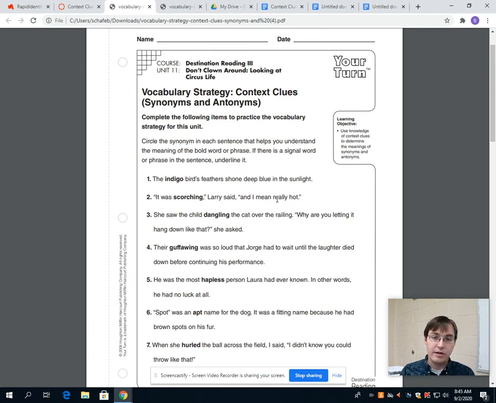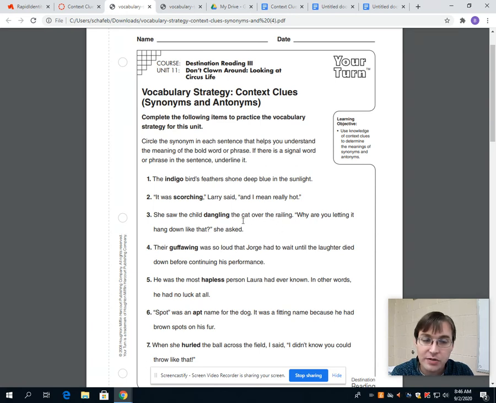One more example together. Number 3. She saw the child dangling the cat over the railing. Why are you letting it hang down like that? she asked. Our unfamiliar word is dangling. What is dangling in the sentence? Well, the cat is dangling. And the cat is dangling over the railing.